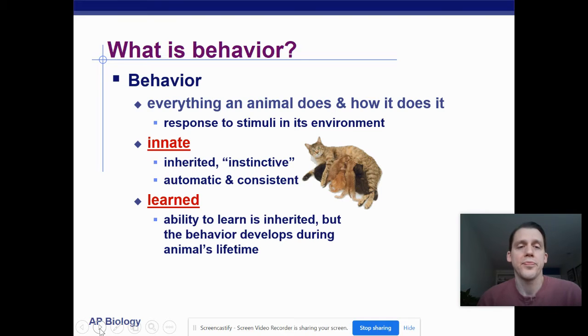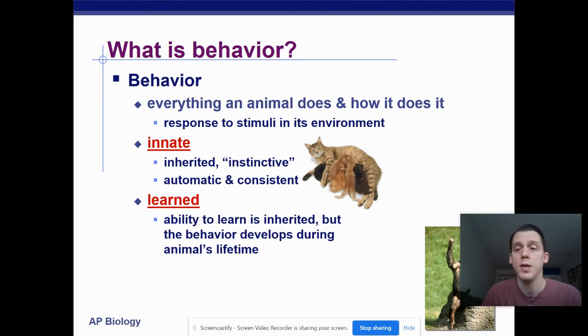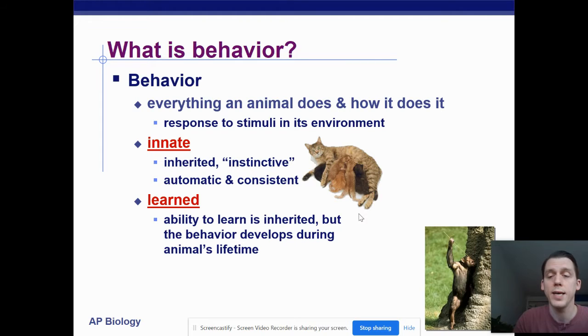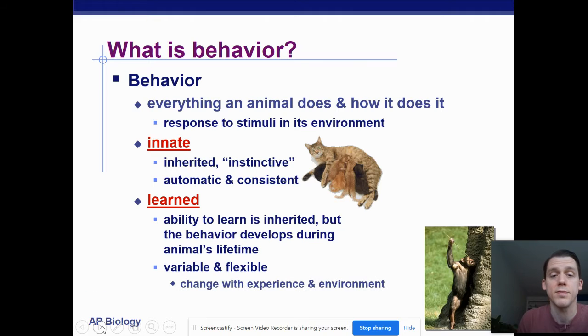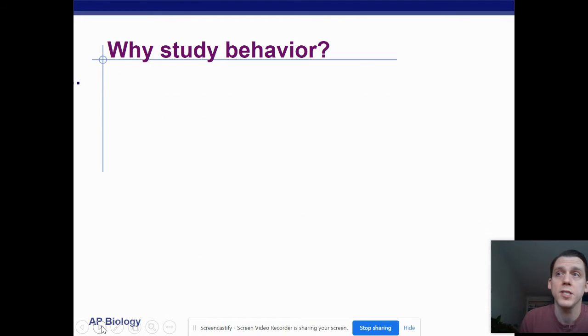Learned behaviors: the ability to learn is inherited, but the actual learned behavior develops over the animal's lifetime. So the animal has to learn it from somewhere during its life. Here we see an example we're going to look at later that's using a tool. This chimpanzee is using a tool to get termites out of this dirt mound. That is something it would have had to learn from perhaps its parents. All right. Learned behaviors are variable and flexible, and that's clearly because it's not innate, right? It's learned during its lifetime. The behaviors change with experience and environment.